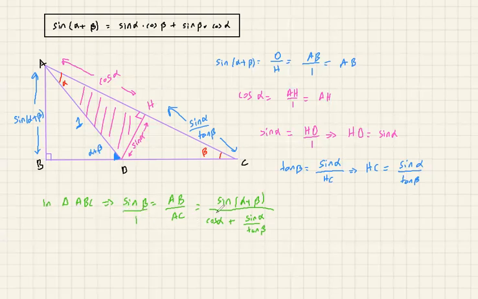So I have a fraction equal to another fraction, so I can do cross multiplication. Sine beta times this whole denominator equals sine of alpha plus beta times 1. So sine of alpha plus beta is equal to sine beta times cosine alpha plus sine alpha over tangent beta.